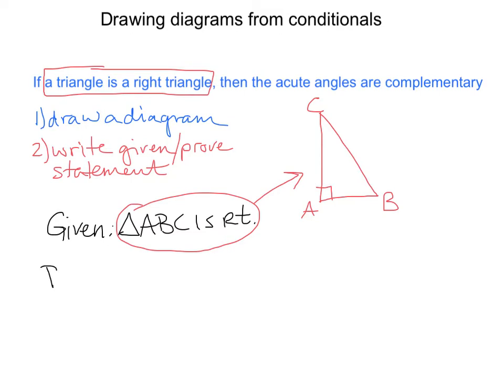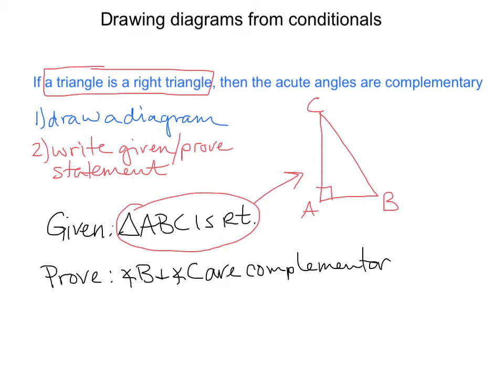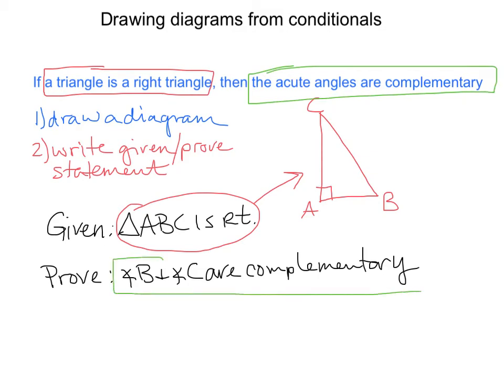We're then going to say, let's prove something. What we want to prove is that angle B and angle C are complementary. So what we're saying here is that here's our conclusion, that the acute angles are complementary. In our diagram, B and C are our acute angles and they are complementary.